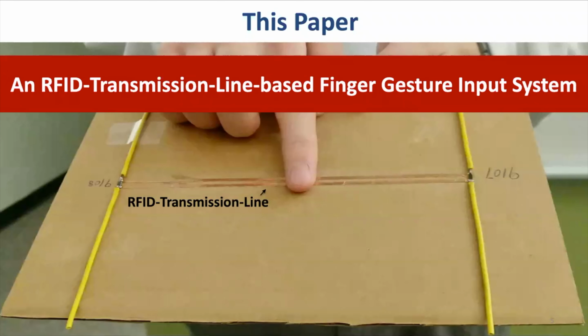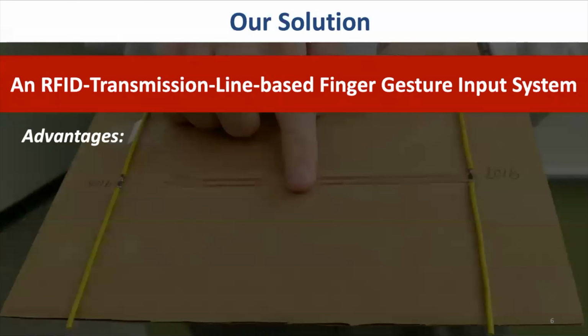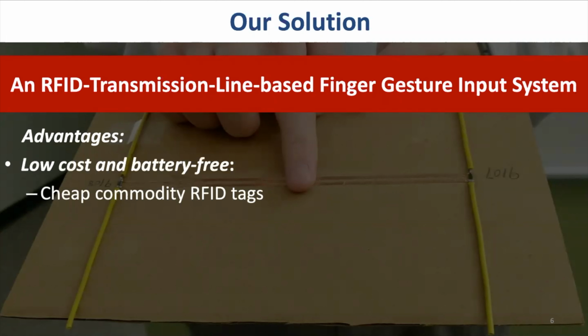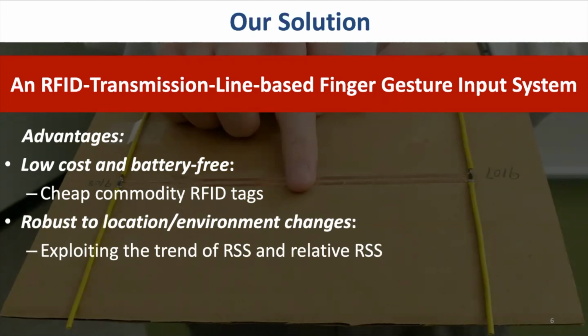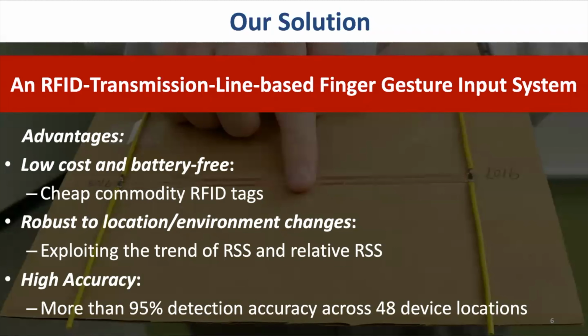To achieve this goal, in this paper, we introduce an RFID transmission line-based finger input system. Our system has 3 advantages. First, it is low-cost and battery-free, since we use cheap commodity RFID tags. Second, our system is robust to changes in the device location or the RF environment. Third, our system achieves more than 95% accuracy, even when the input device moves over 48 locations.